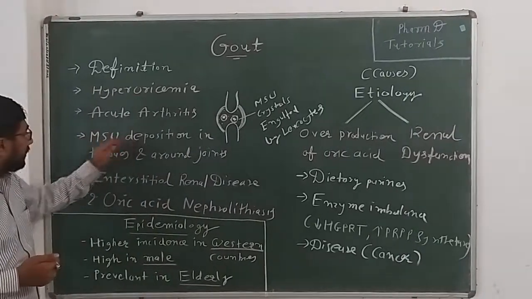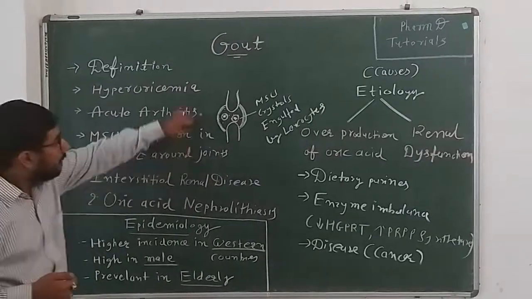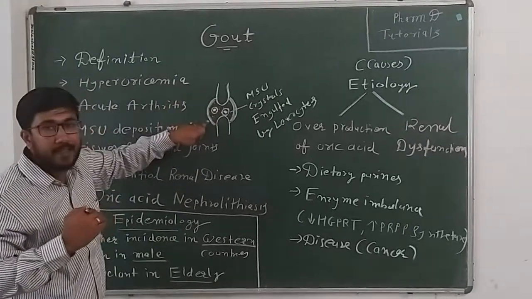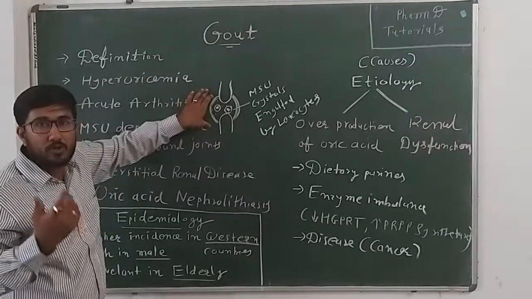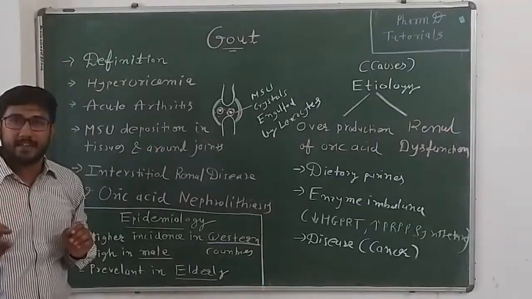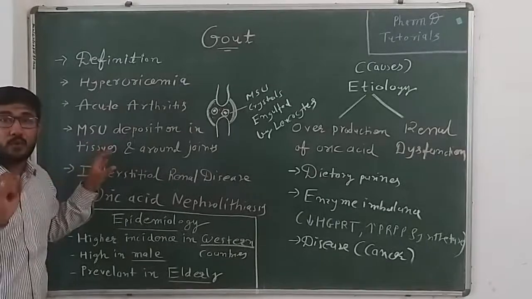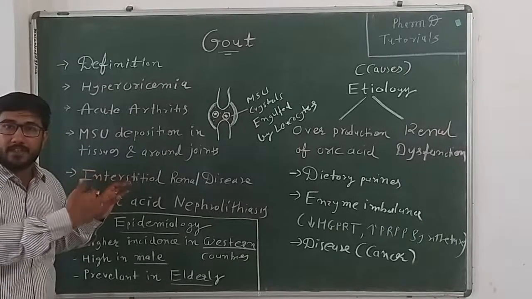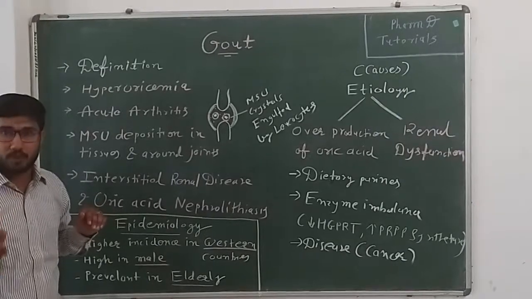Then MSU deposition, monosodium urate crystal deposition in tissues and around the joints. Surrounding the joints, we can see that bone-to-bone connection is made up by the ligaments and bone-to-muscle connection is made up by the tendons. So these MSU crystals can deposit inside the ligaments as well as the tendons and are responsible for the inflammation of those tissues. In that condition, it is known as tophi. MSU crystal deposition inside these tissues, ligaments, tendons, and even inside the cutaneous tissue is described as tophi deposition.